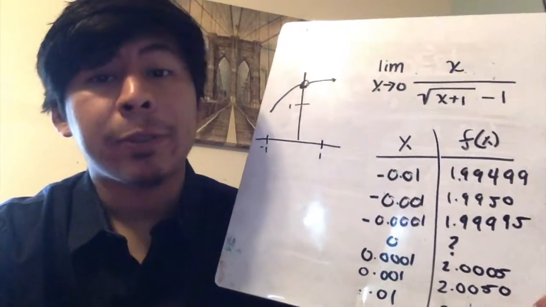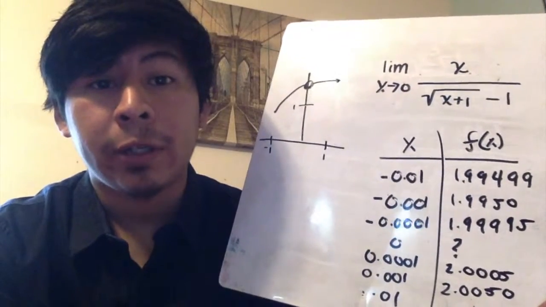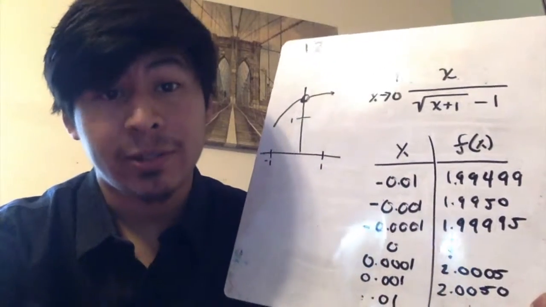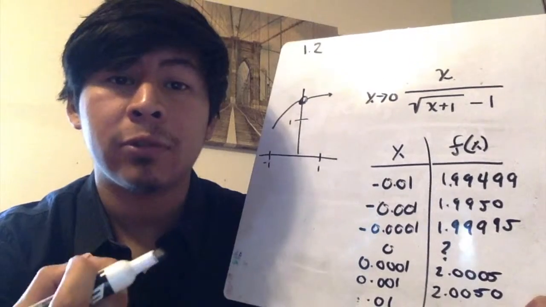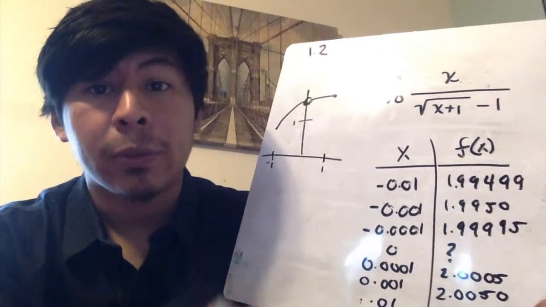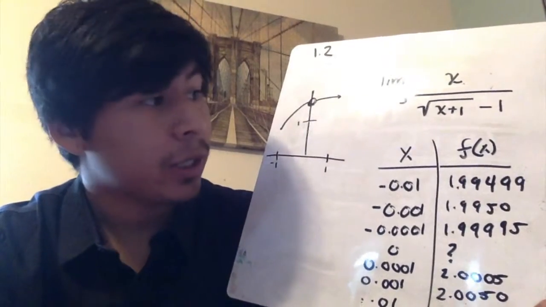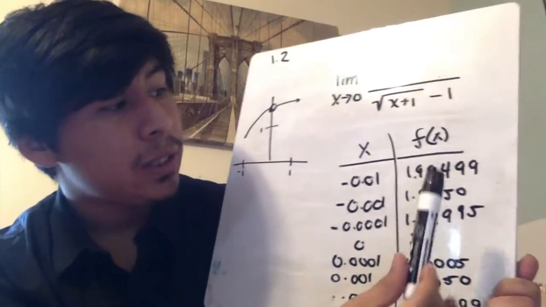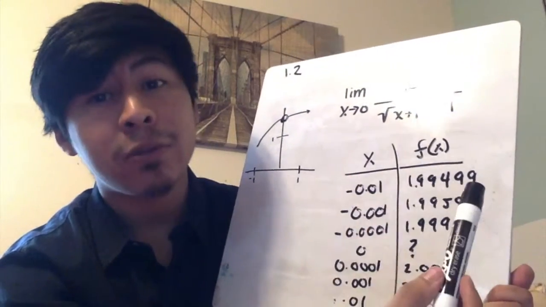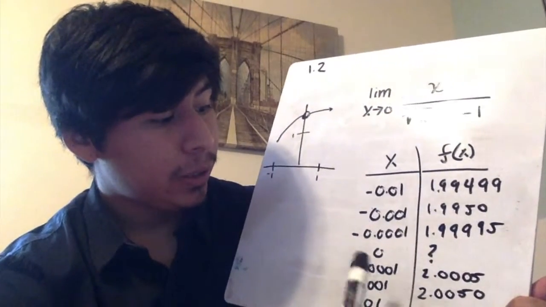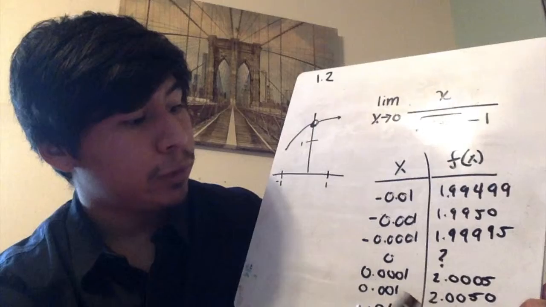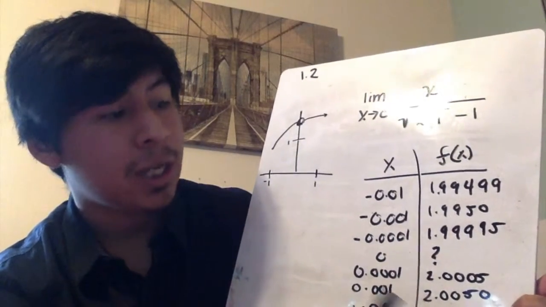So the way that we're going to be finding this limit is by pretty much using our calculators, where we plug in very small values close to 0, but not 0, and see what happens as we get super close to 0. For example, negative 0.01 gives us a value of 1.99499. As you can see, these numbers get really close to 2, but we'll never actually get to 2 because we can't plug in 0. Again, from this side, the positive side, we are getting really close to 2, but not actually at 2.